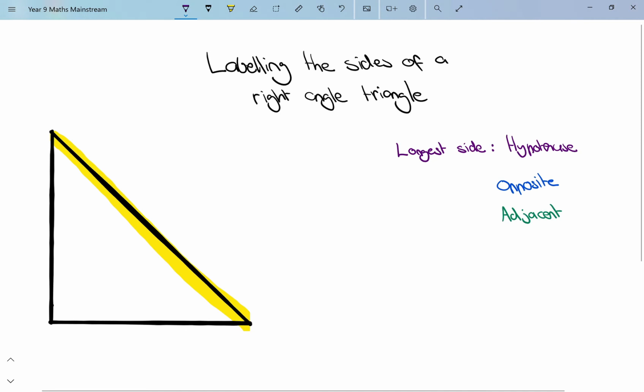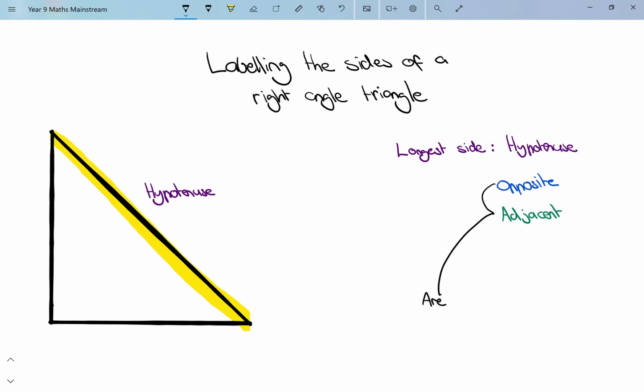Now first we need to be able to label our triangle. With our right angle triangle, the longest side is always going to be called the hypotenuse. So I've highlighted that side, and that's never going to change for us. Another quick way to remember it is the hypotenuse is always diagonally across from that little right angle symbol. So that will always be a good place to start when labeling our triangle.